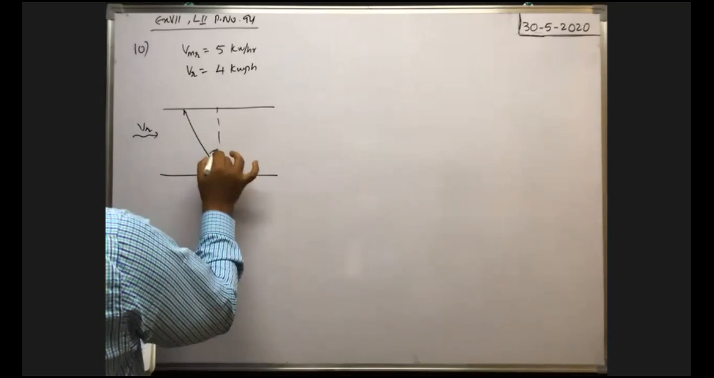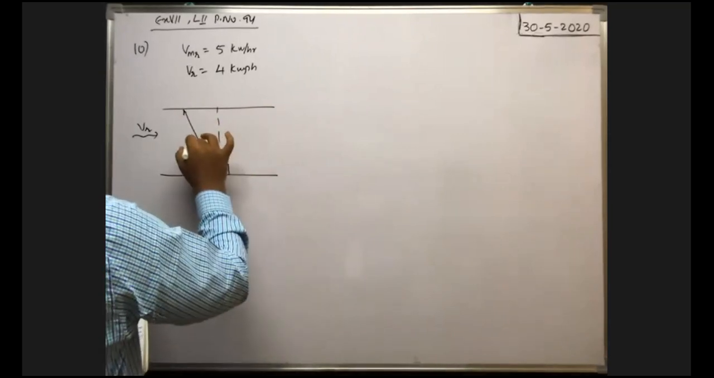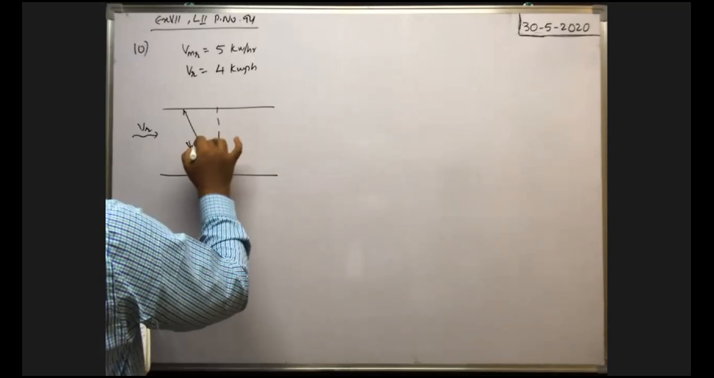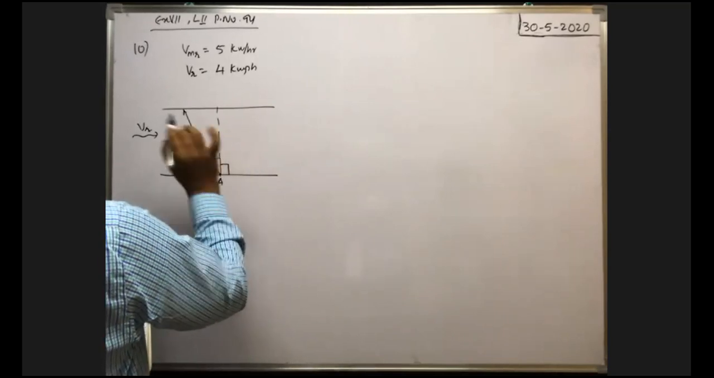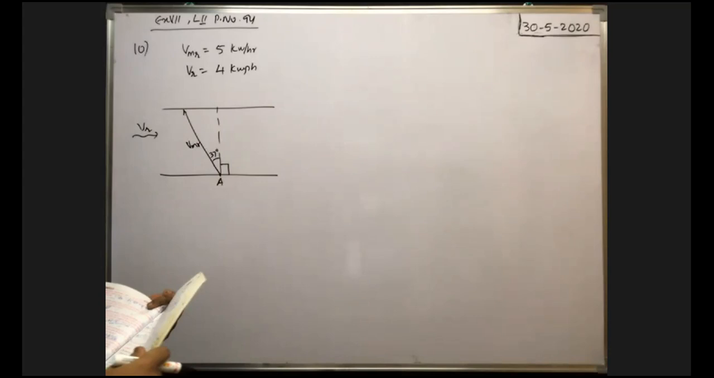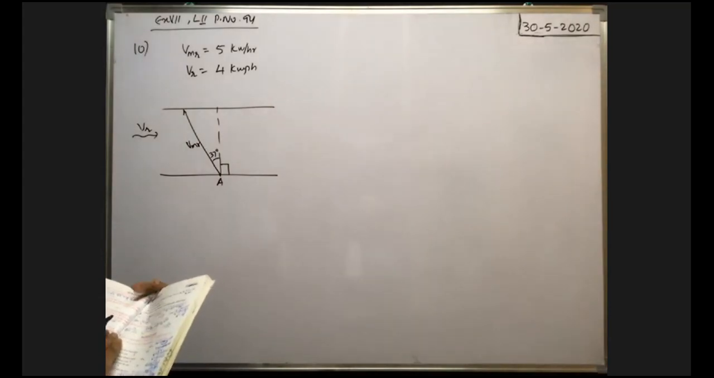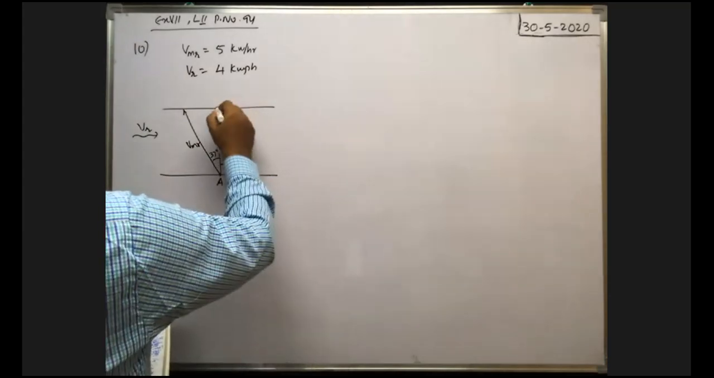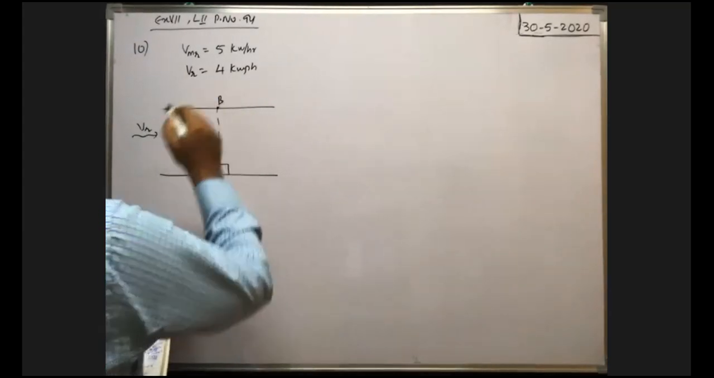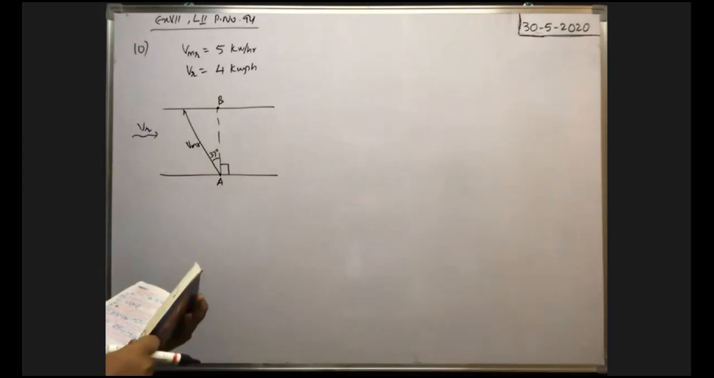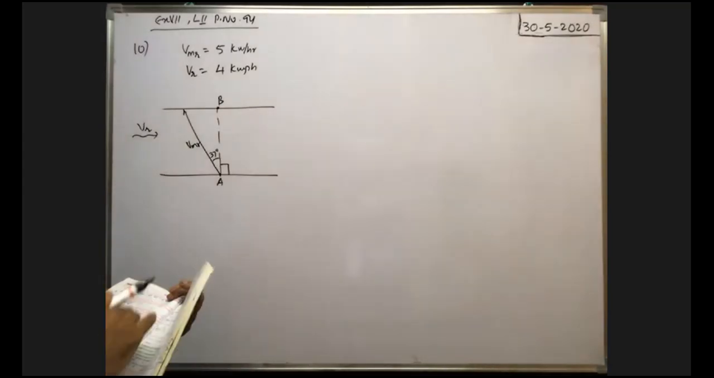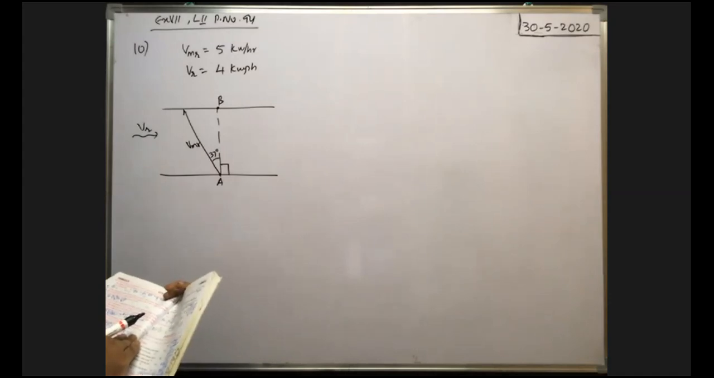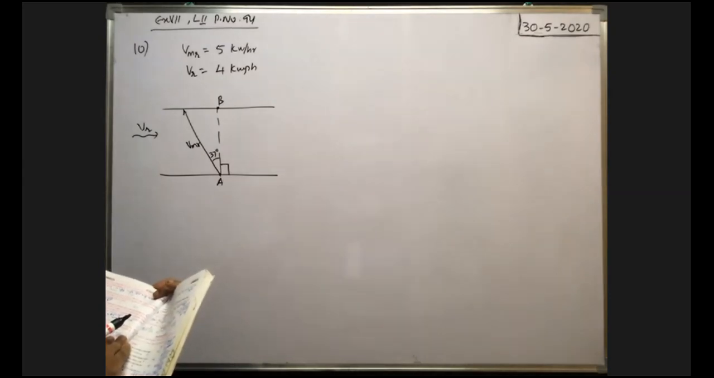So the man swims at an angle of 37 degrees with the shortest path with a velocity VMR. Another point B is located directly across A on the other side of the river, exactly opposite. Now the swimmer lands on the other bank at the point C, from which he walks the distance CB with a speed of 3 km per hour. The total time in minutes in which he reaches from A to B.